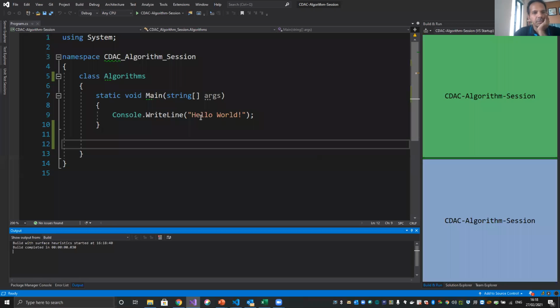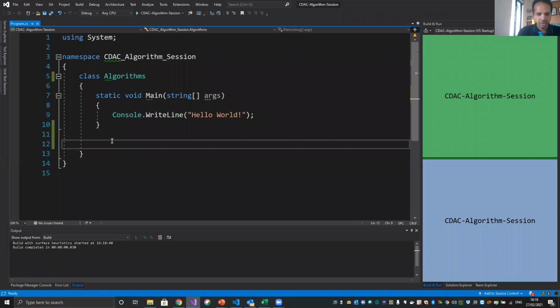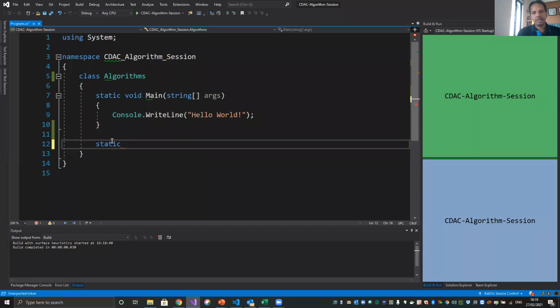Okay, now let's get down to business. We need to write this function. Can somebody tell me what the signature of this method would look like?